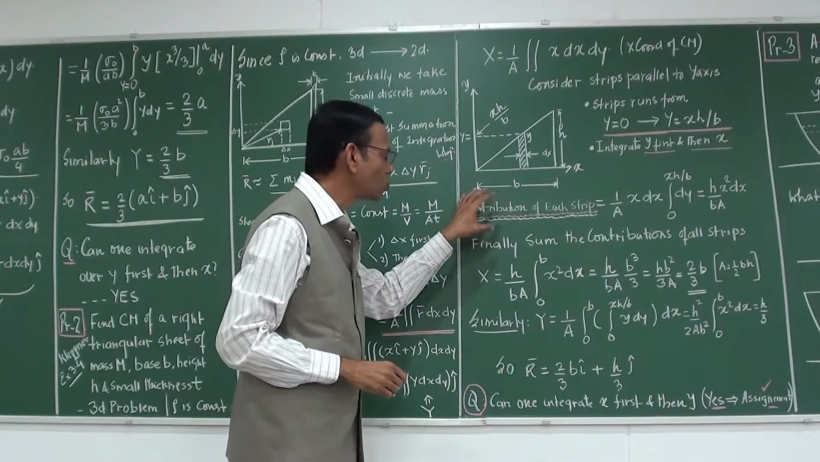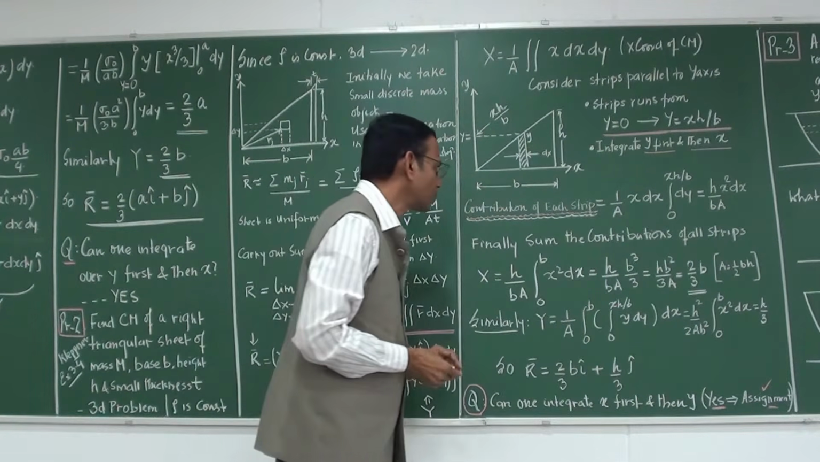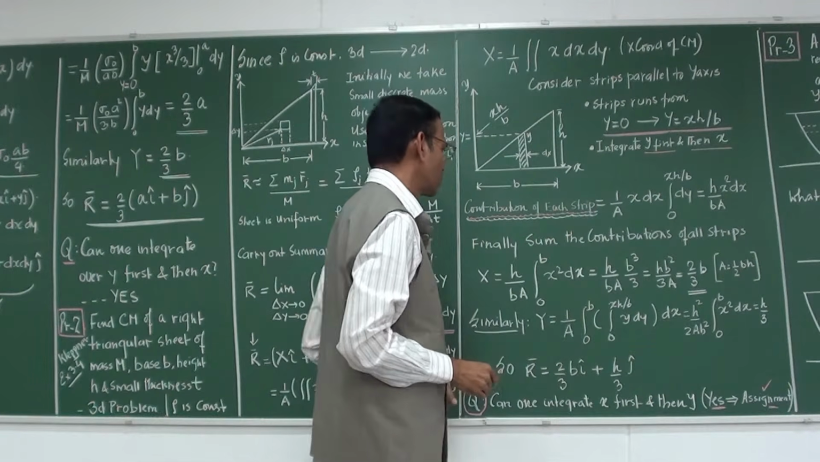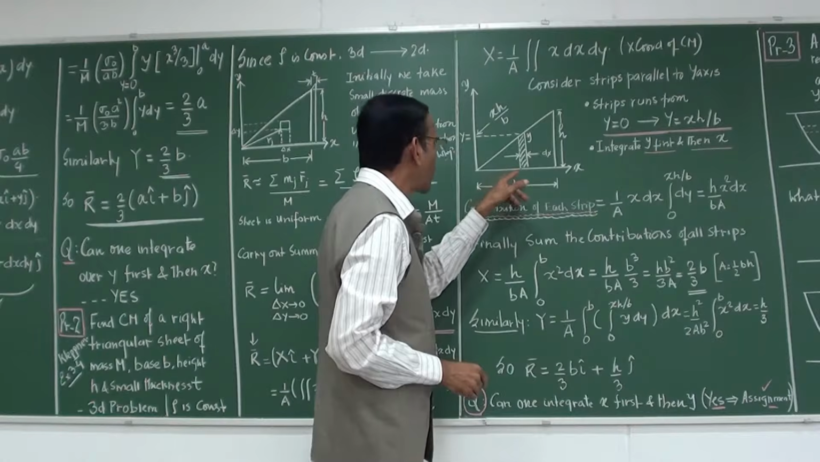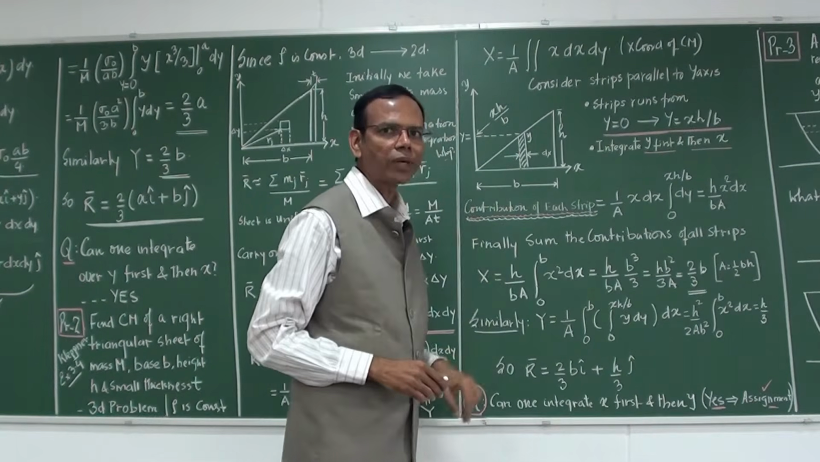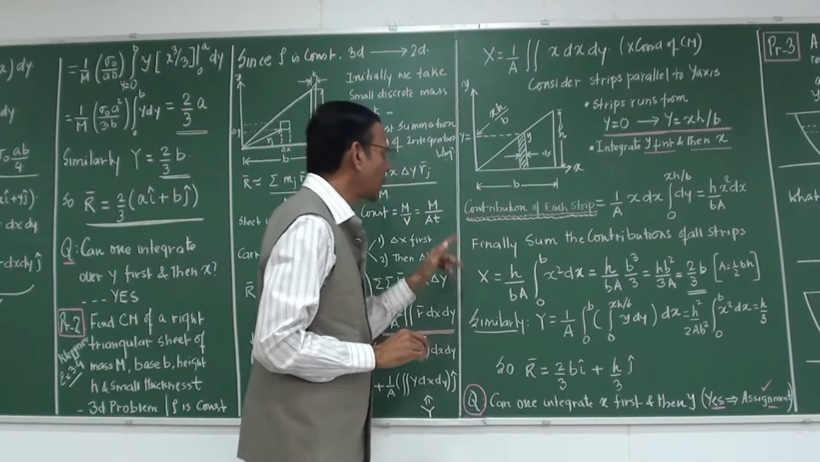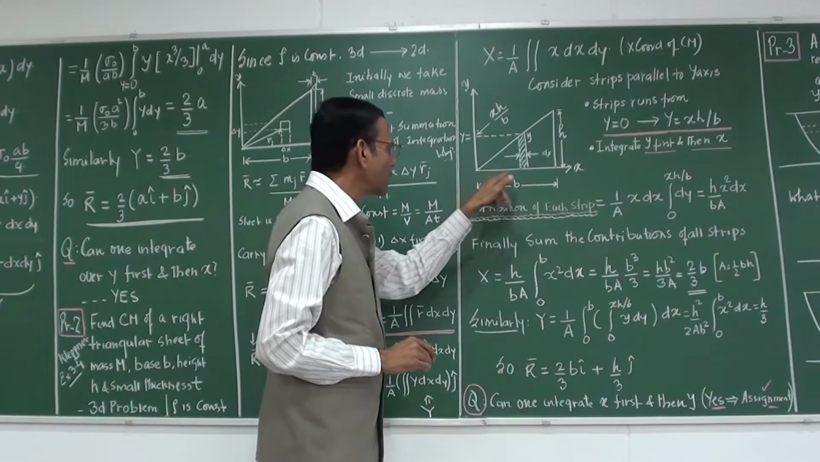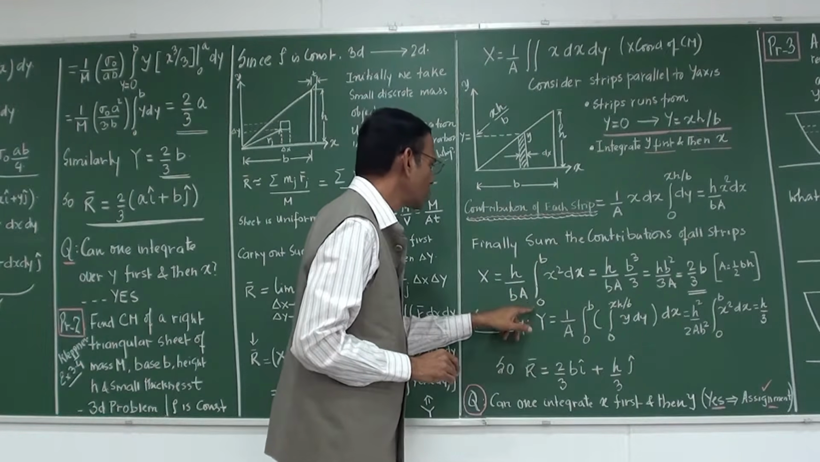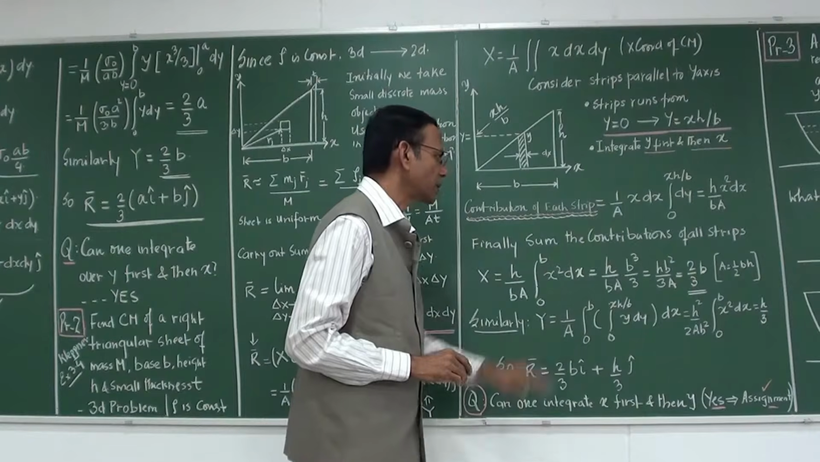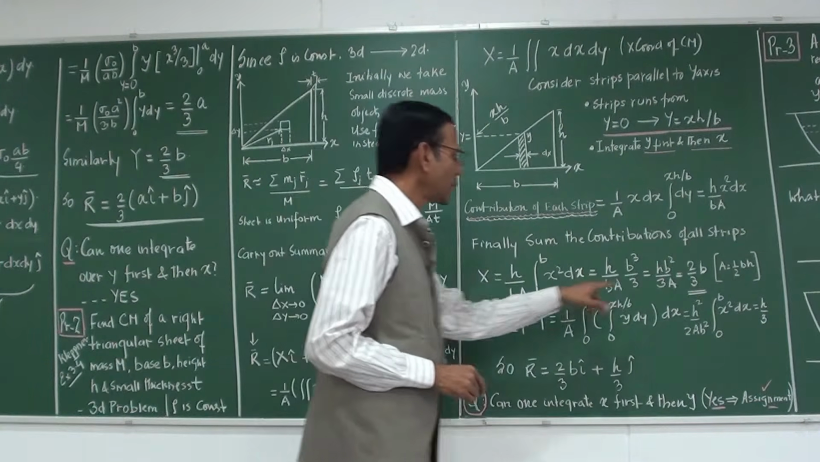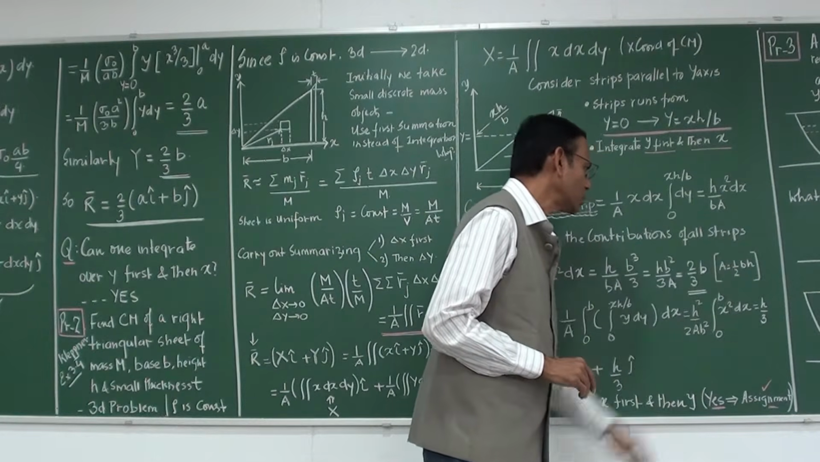This is a point to really ponder upon. Then finally I sum the contribution of all the strips. So once you do the y first, then you take the limit of x. At that time, you have to take the extreme points of x, that is 0 to b, and then you integrate. You get the answer, 2 by 3 b. Here A is the area, half B into H.